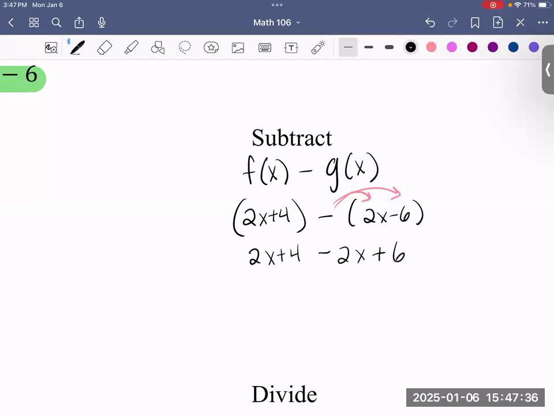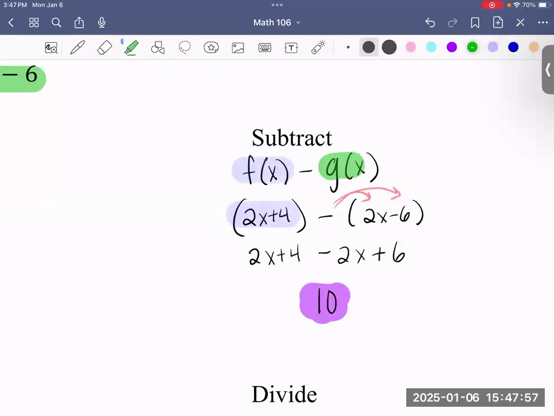And now we can go ahead and combine. We have 2x minus 2x. That gives us 0 x's. And then 4 plus 6, that'll give us 10. Again, that is just your final outcome. If we were to graph these, we could. This one would be the constant.